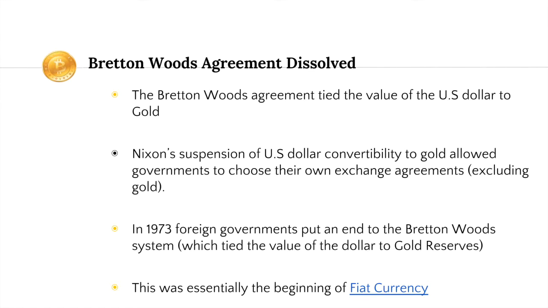The Bretton Woods Agreement essentially tied the value of gold to the US dollar, which in turn tied global currency to the US dollar. In 1973, the agreement was dissolved, which ushered in a new era in which money was not directly backed by solid gold, beginning fiat currency.